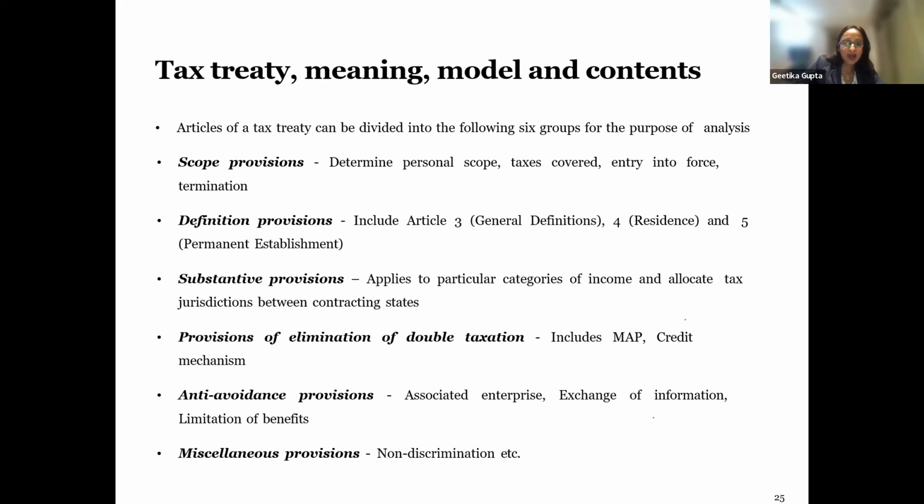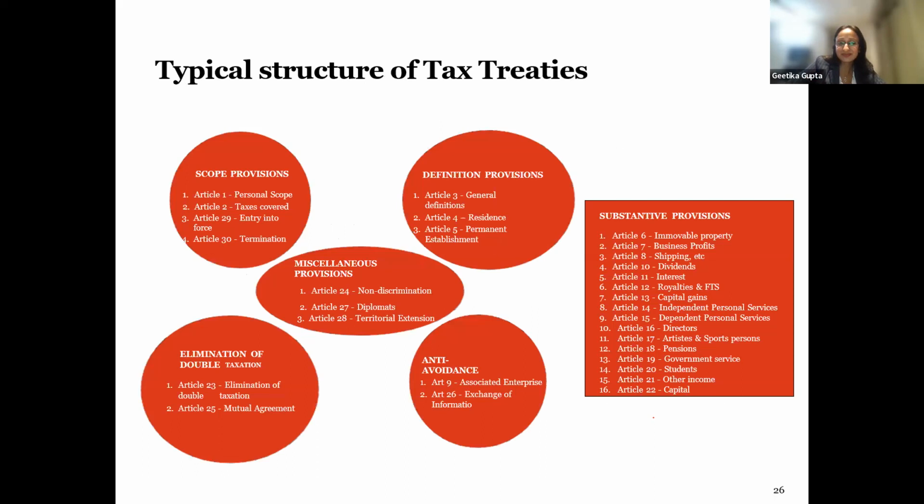So how we read a treaty is, there are different articles in a tax treaty which are numbered like Article 1, 2, 3, etc. Sorry, Rohit and Kavita, I'll come to your questions. I'll just complete these 2 slides and we'll answer the questions then. The articles of a tax treaty are divided mainly into 6 groups: the scope provisions, the definition provisions, the substantive provisions, provisions for elimination of double taxation, anti-avoidance, and miscellaneous provisions. Maybe Sachin, we can go to the next slide and explain this by way of a diagram, which may be easier.